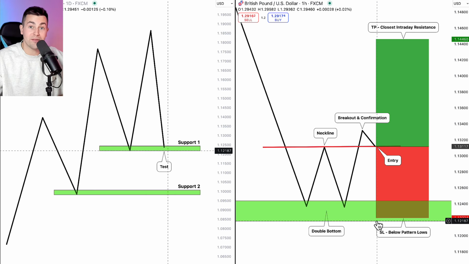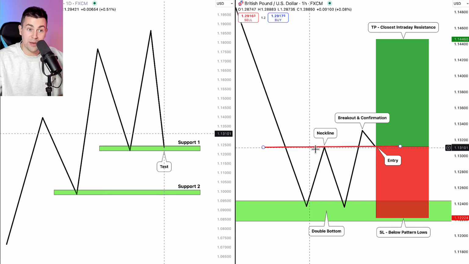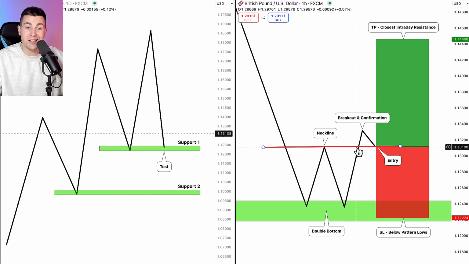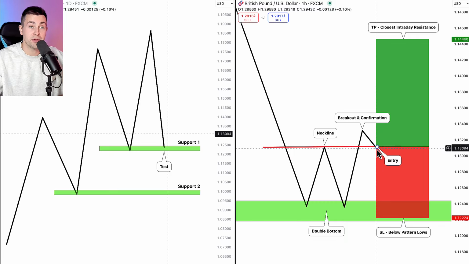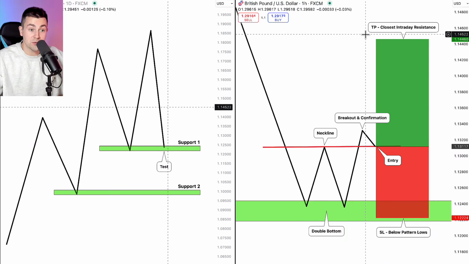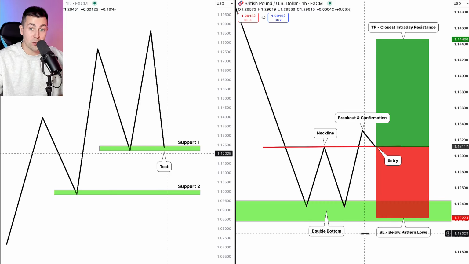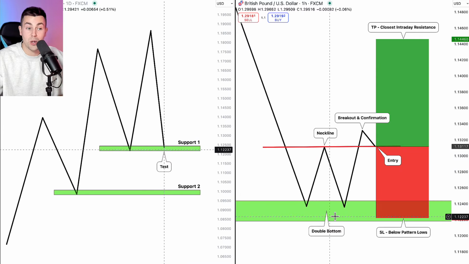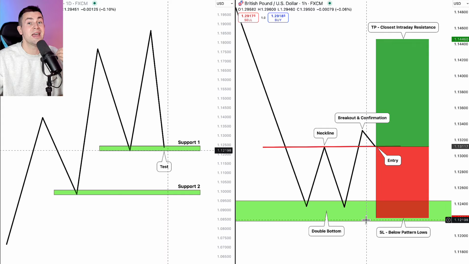In that case, we have a double bottom and you should underline the neckline of the pattern. You should let the price break and close above the neckline of the pattern. An hourly candle close above the neckline will confirm the violation. Then set your buy limit order on a retest of the broken neckline. Your target will be the closest intraday resistance and your stop loss will lie below the lows of the pattern. For example, if you have the inverted head and shoulders pattern, your stop loss will lie below the head of the pattern.